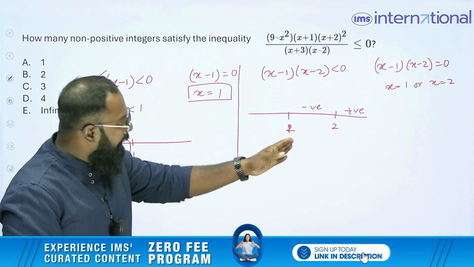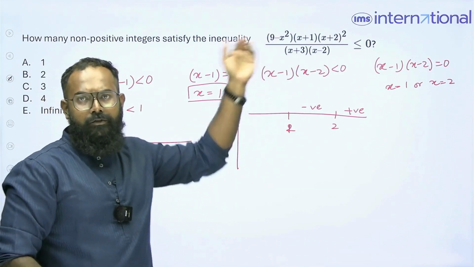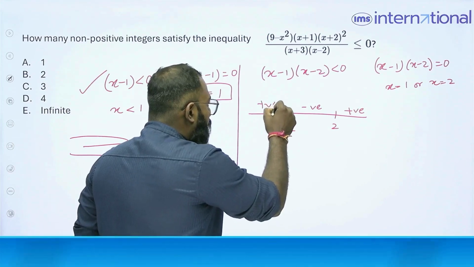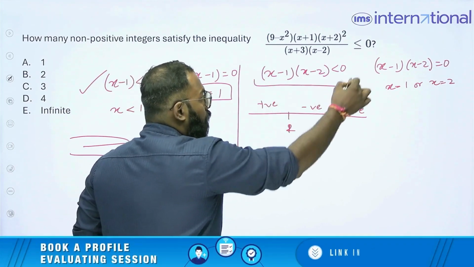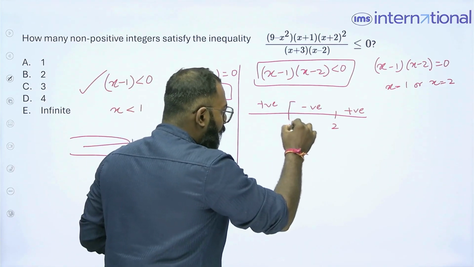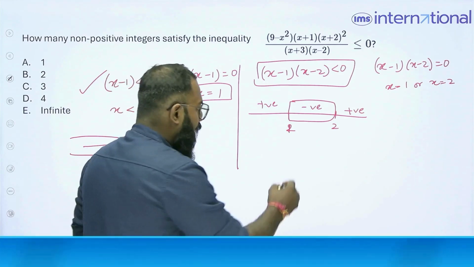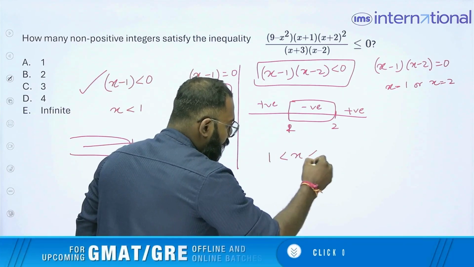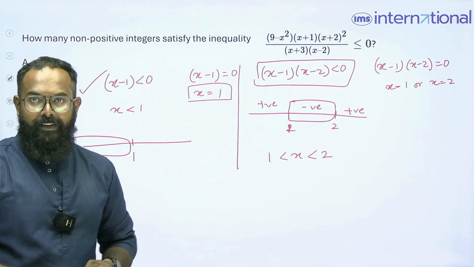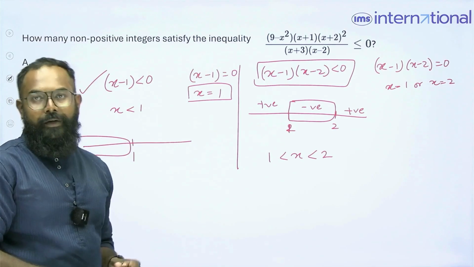Again, a value that is less than 1. Let's suppose x is equal to 0. 0 minus 1 is negative, 0 minus 2 is again negative. Negative times negative is positive. So we are actually looking for the values of x for which this expression is less than 0, that is negative. So technically all the values ranging from 1 to 2 will satisfy this inequality. So that's how we get the range of x, 1 to 2, for which this inequality holds. Now in the next section we'll apply the same logic to solve this question.